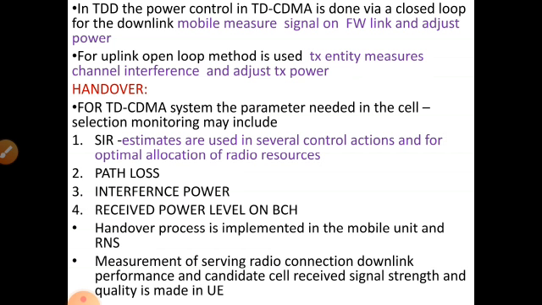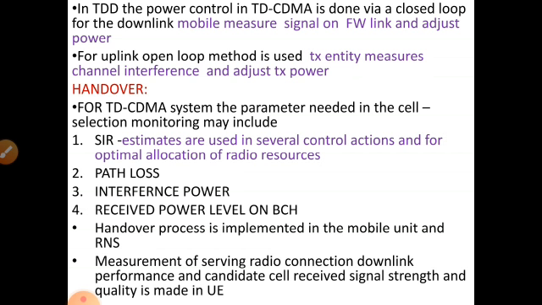Next we are going to the term handover. For the TD-CDMA system, the parameters needed in cell selection monitoring, that is to monitor the cell coverage area or cell selection area, are four different terms. One is SIR. SIR stands for signal to interference ratio. It is similar to signal to noise ratio.